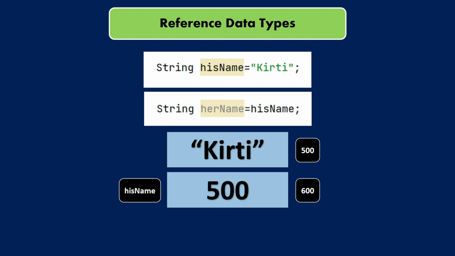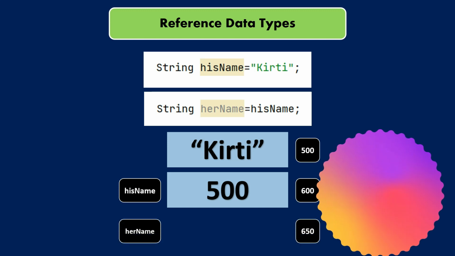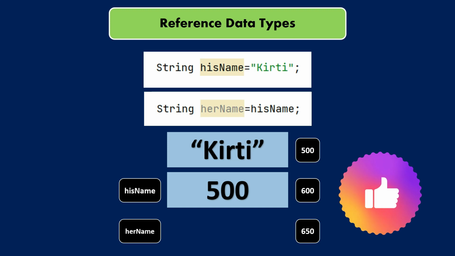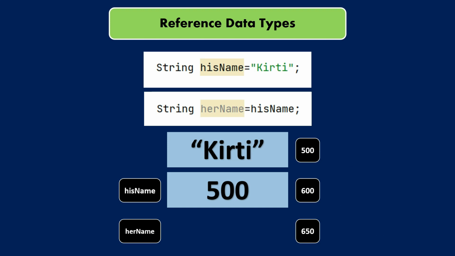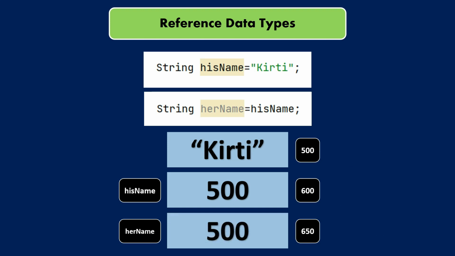Now we declare another string, her name, and assign the value of his name to it. Let's see what happens inside the memory. Her name is created and it is stored in the address 650. It also stores the value 500. It does not store 600, that is his name's address. It stores the address 500.